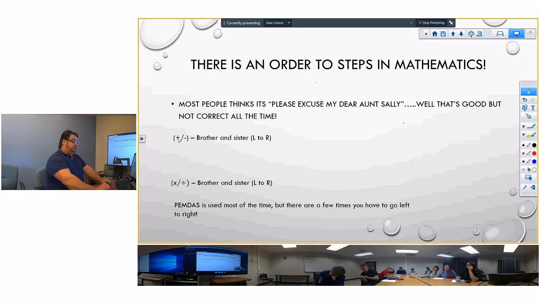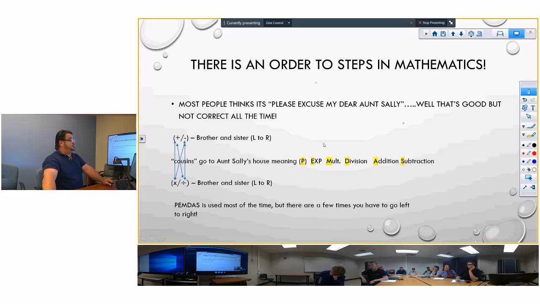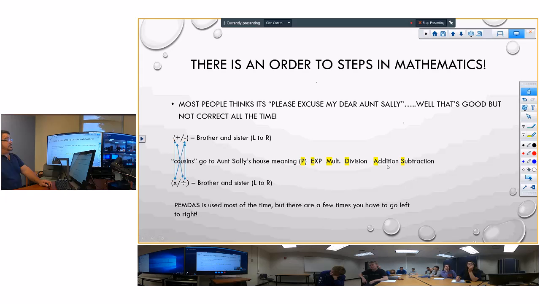What if you have a crisscross? Well, if you have a crisscross of brothers and sisters, you got cousins, right? You got cousins, you go to Aunt Sally's house. That means you use please excuse my dear Aunt Sally.